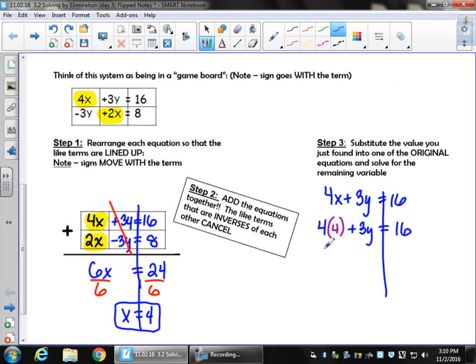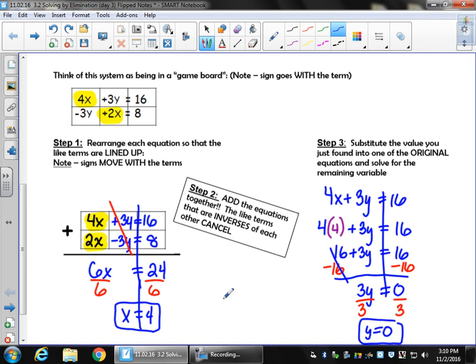Solving for y, 4 times 4 is 16 plus 3y equals 16. We'll subtract 16 from both sides. 3y equals 0. Divide by 3. Divide by 3. Y equals 0. So my solution, as an ordered pair, is 4, 0.